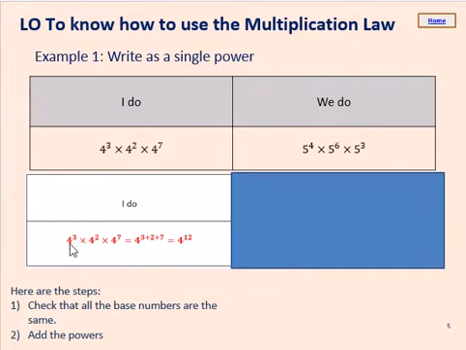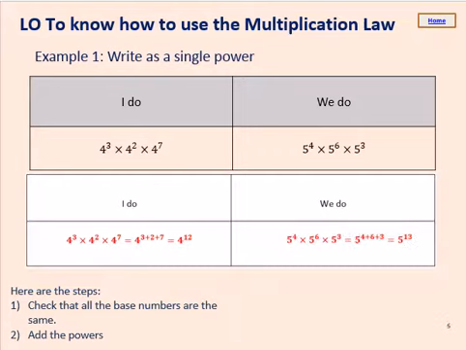So you see that 4 to the power 3 times 4 to the power 2 times 4 to the power 7 is actually equal to 4 to the power of 3 plus 2 plus 7, which is equal to 4 to the power of 12. So we literally just add these 3 powers. 3 plus 2 plus 7 gives me 12. So this is equal to 4 to the power 12. Please pause the video here, copy down the I do, and then try the we do yourselves. We'll go through the answer in a minute.